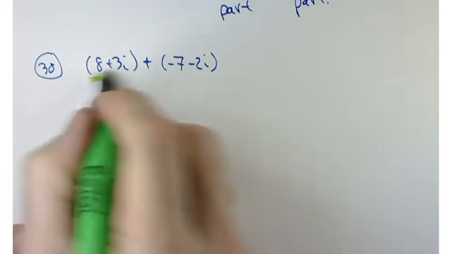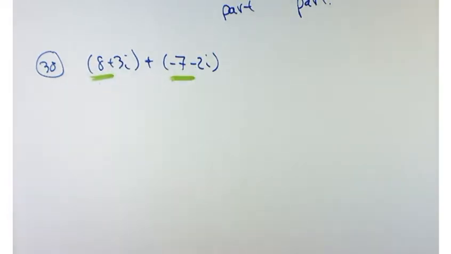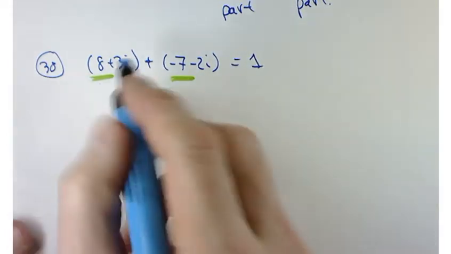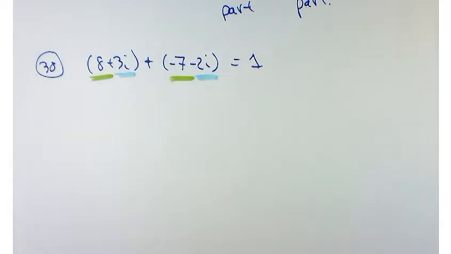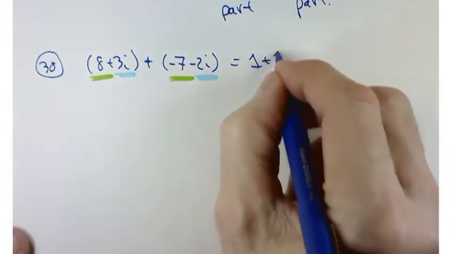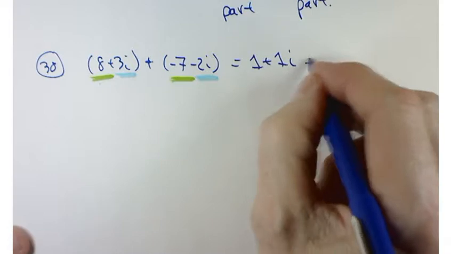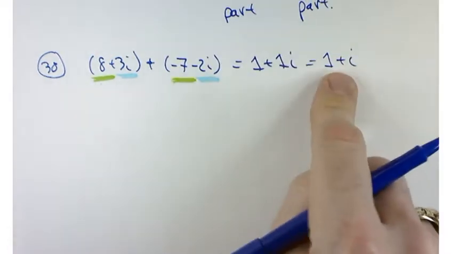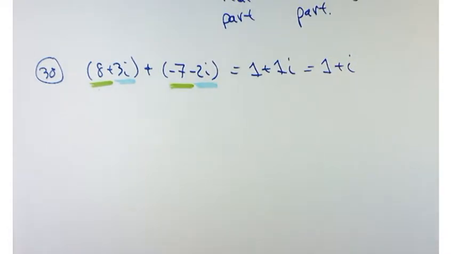So let's look at the like terms. The like terms are the real parts. So the 8 plus -7. What's 8 plus -7? 1. And then likewise, the complex parts. 3 plus -2 is 1. So 1i, and if you just wanted to write plus i, that's the way I'd write it. If you want to write the 1 there, that's fine too. So 1 plus 1i.